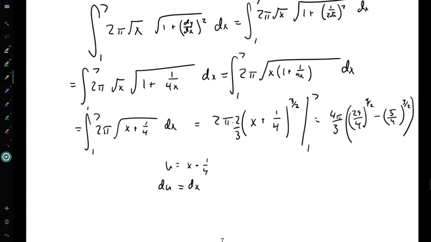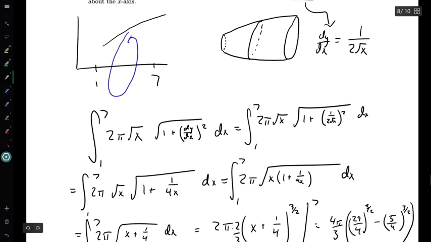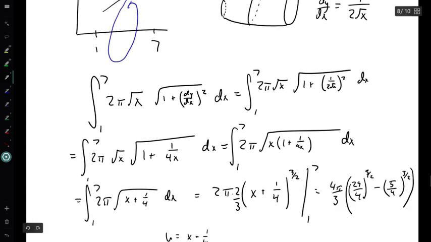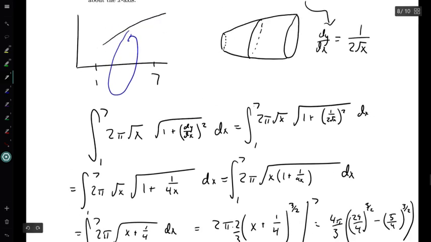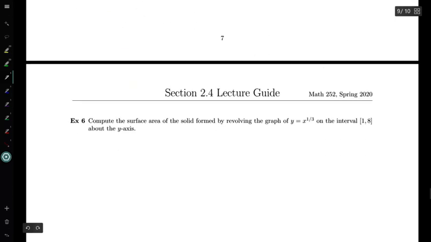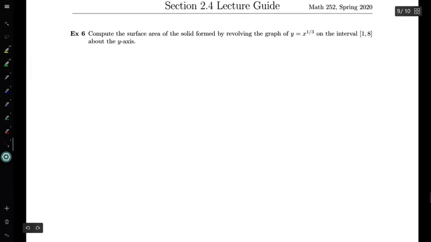Great. So we have a surface area of our solid of revolution here. All right, not so bad once we did the setup. So let's take a look at another example. Example 6 is asking us to compute the surface area of the solid formed by revolving the graph of y equals x to the 1/3 on the interval from 1 to 8 about the y-axis.